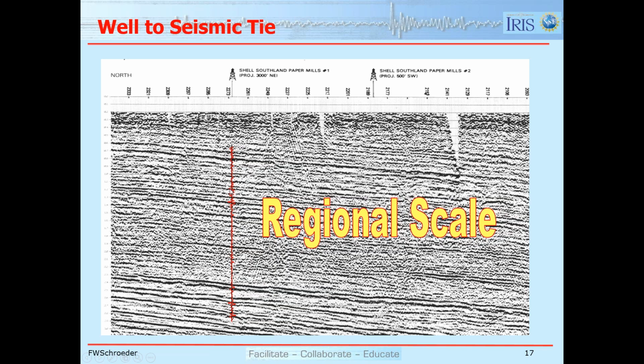Okay, great. How does the used seismic source, like dynamite or vibroseis, affect the seismic to well tie?